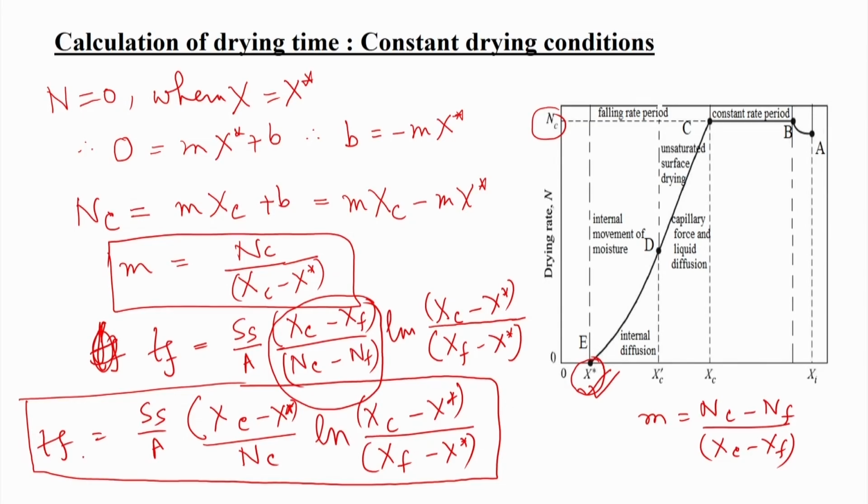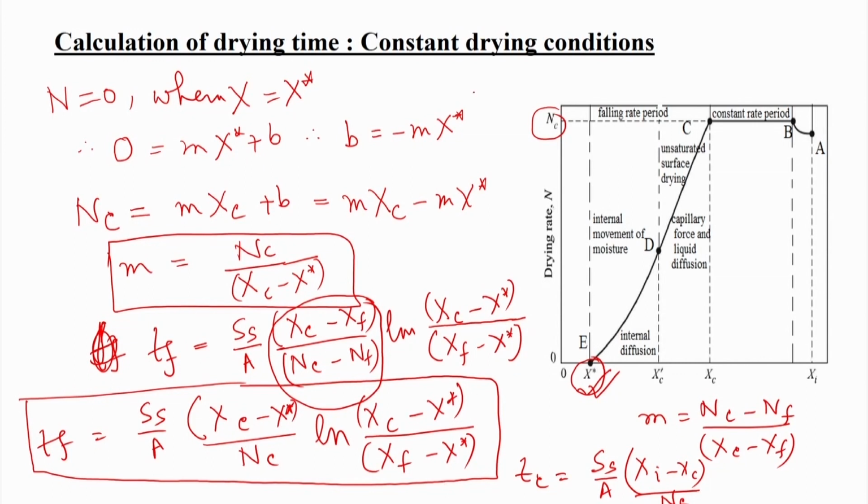So, the total drying time will be t_c plus t_f. We know that t_c is equal to S_s by A into (x_i minus x_c) by n_c. So, adding t_c and t_f, we get total time equal to S_s by A into (x_i minus x_c) by n_c plus S_s by A into (x_c minus x*) by n_c into ln (x_c minus x*) by (x_f minus x*).